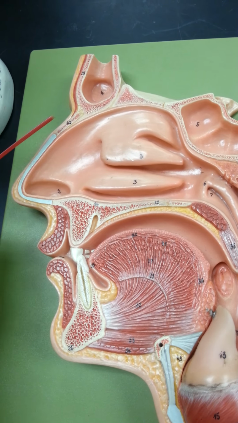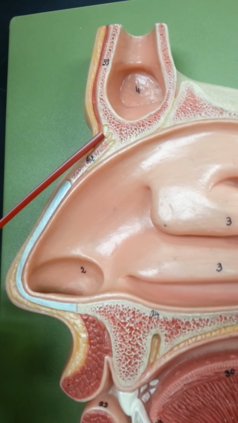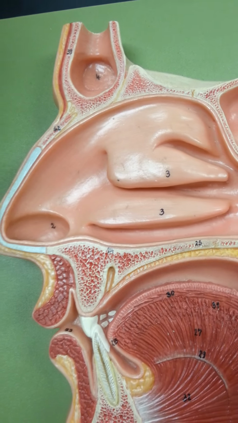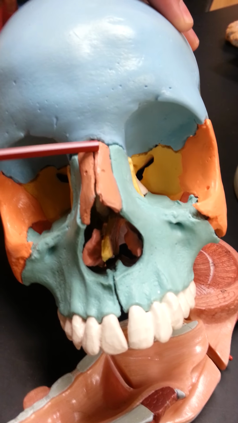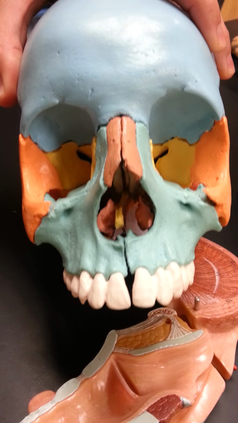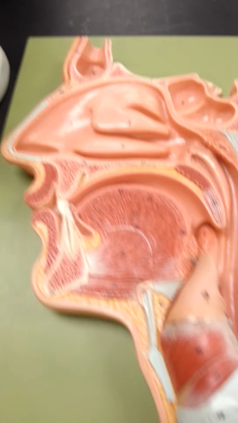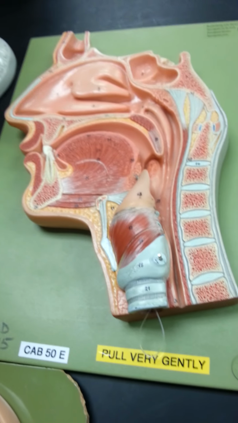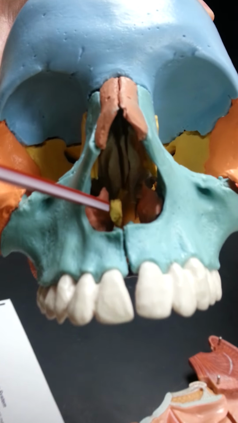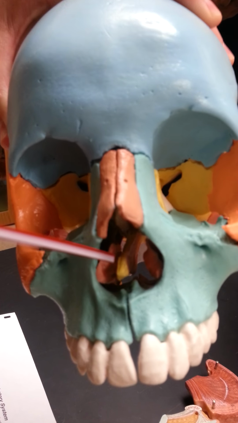The nasal bones are right up in here, or if you're looking for them on the skull, they're these tan parts right here, nasal bones. All right, moving on to the nasal cavity. The nasal septum, which you can start to see right in the center here.